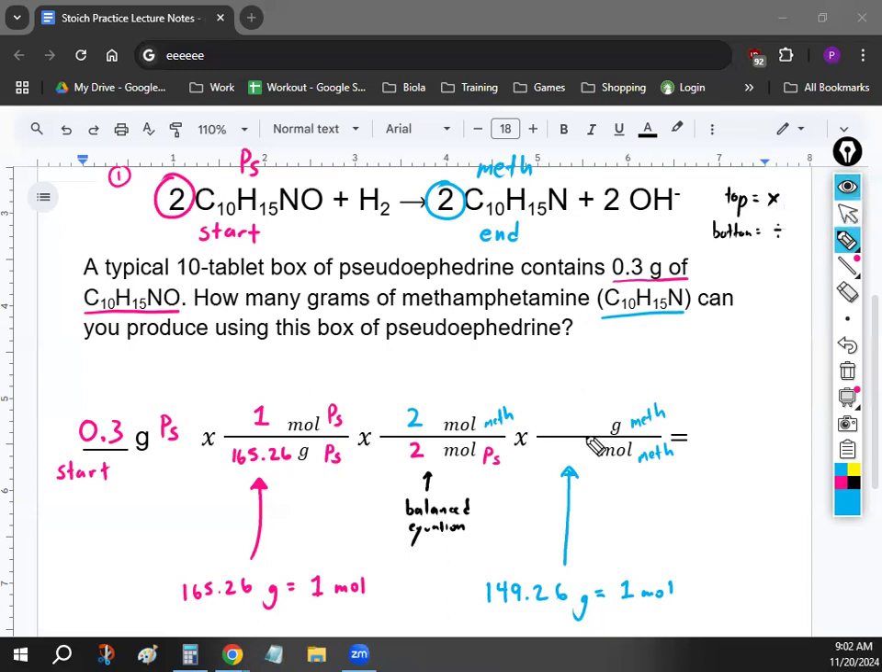All right, guys. So if you take a look at this last fraction, you'll see G on the top. The number next to G in the molar mass is 149.26. So that's what we put on the top.